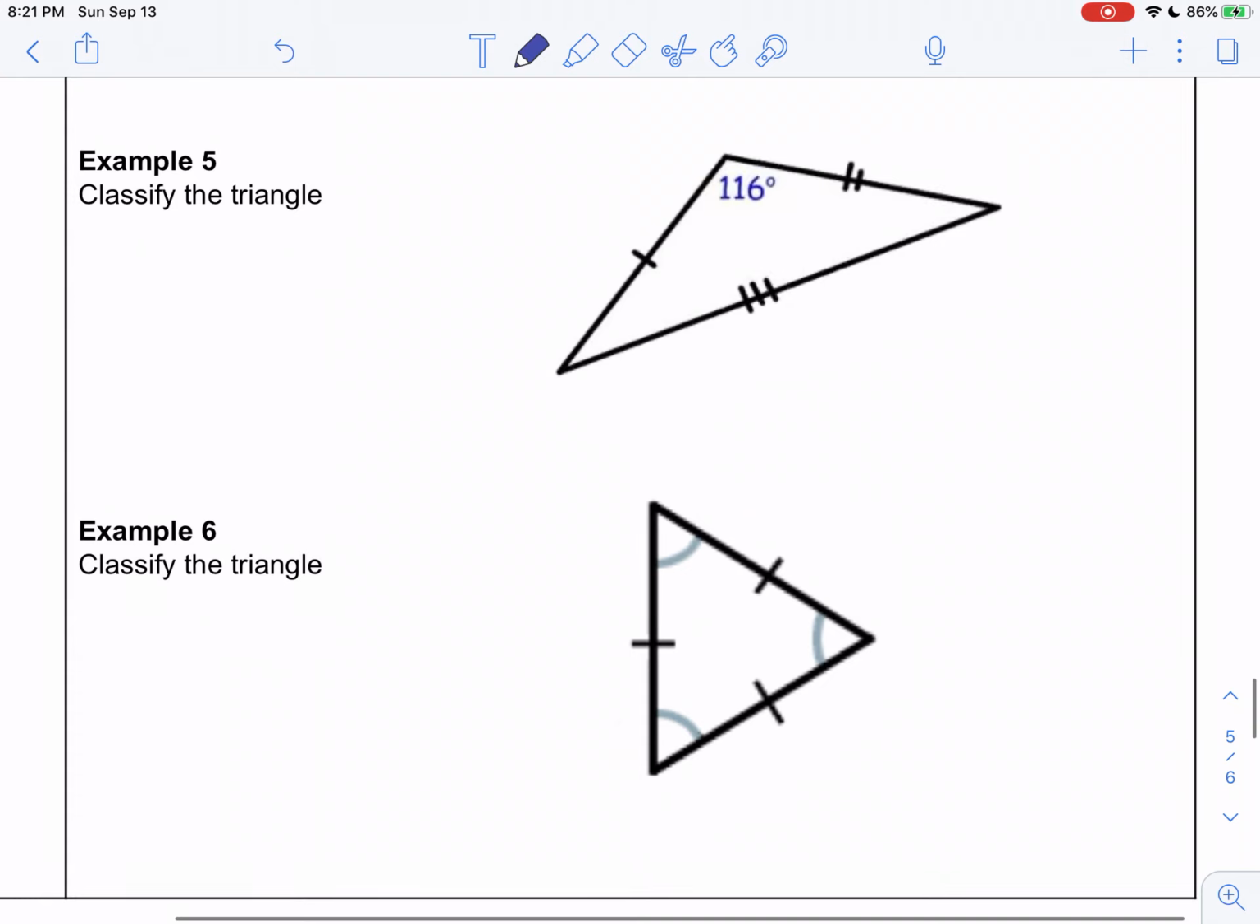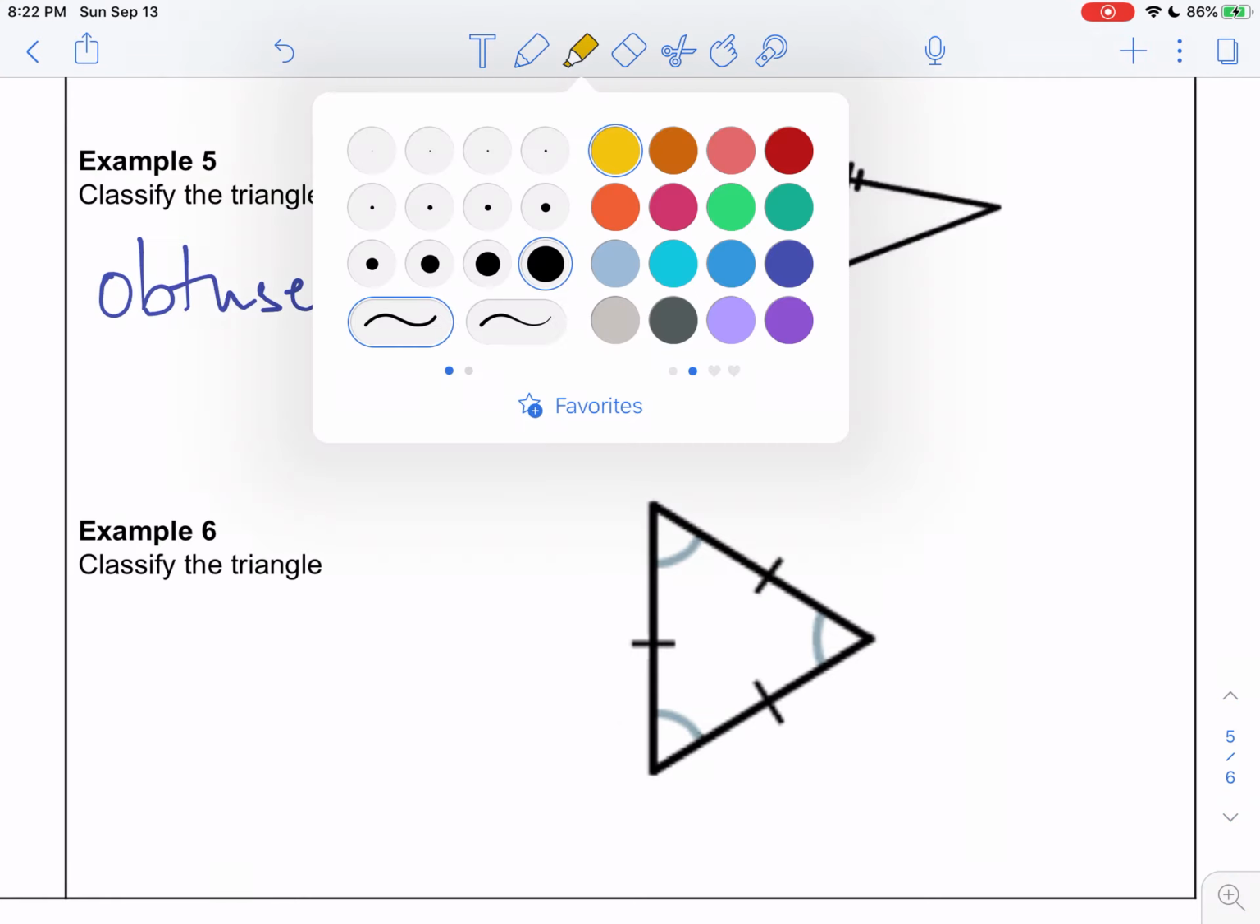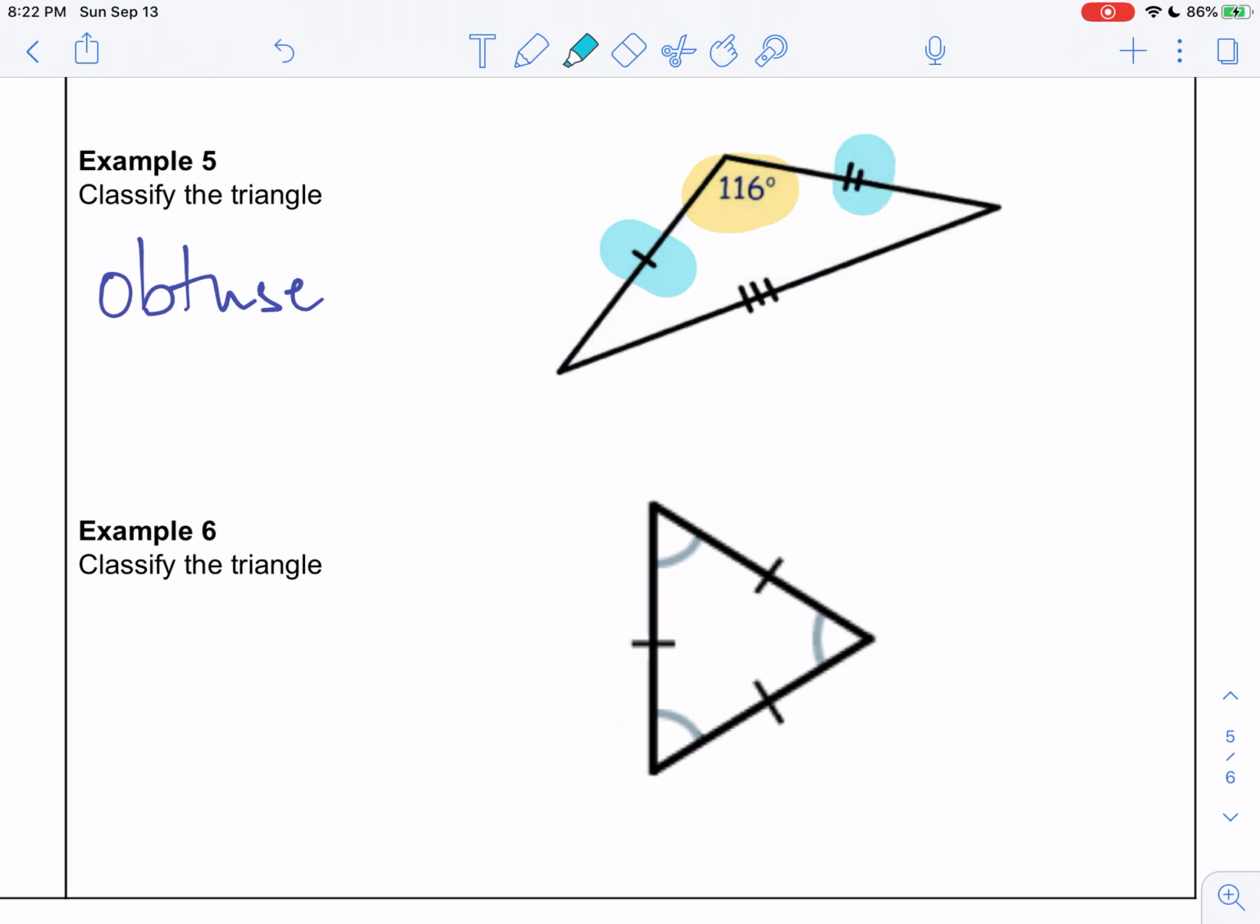Cruising along, I notice that I have a 116-degree angle, so that means it is an obtuse triangle. And then I notice that I have 1, 2, and 3 dashes on my sides for my triangle, so that means that no 2 sides are the same length, so this means it is a scalene triangle as well.